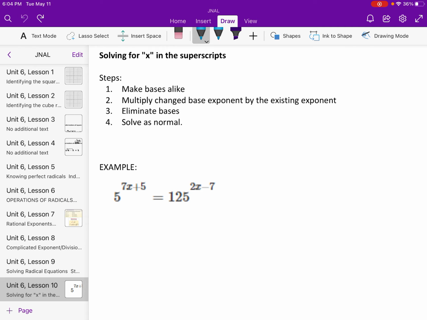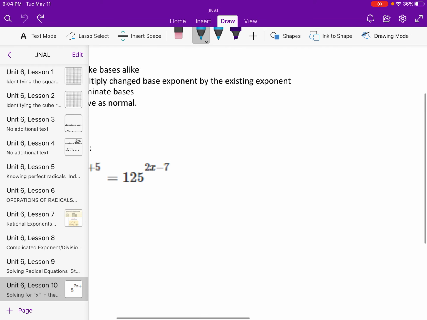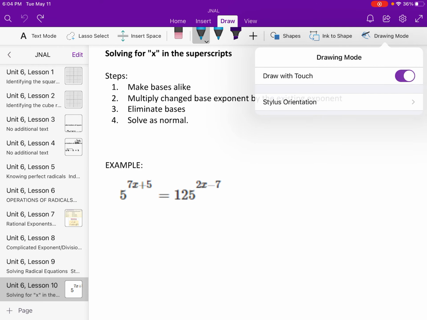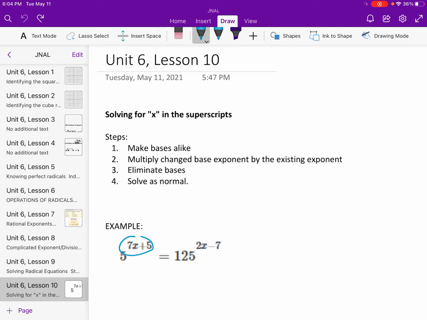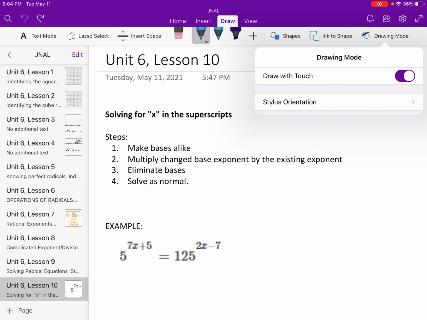When you are in a situation like this, you need to make the bases alike first, and then you need to multiply. Step 2 doesn't really make sense. I didn't know how to put it into words, but you'll see what I mean when we do it. And then you can eliminate the bases. As a review, the bases are the 5 and 125 in this case. So we could eliminate those and then just have these equal to each other. And then you solve as normal.